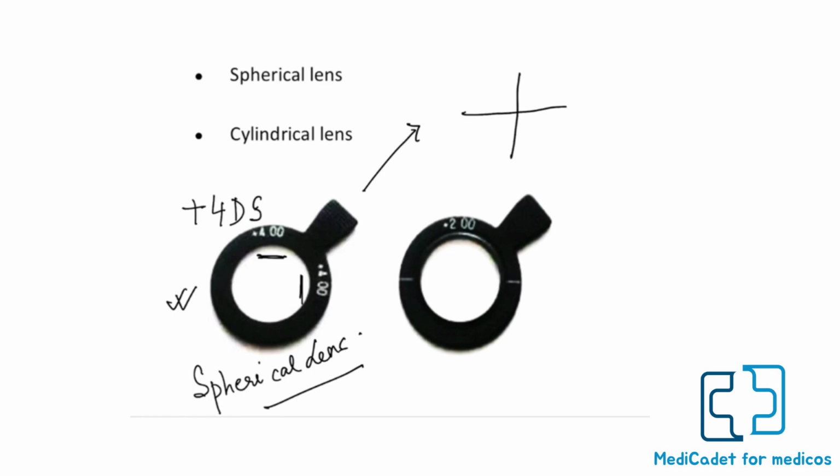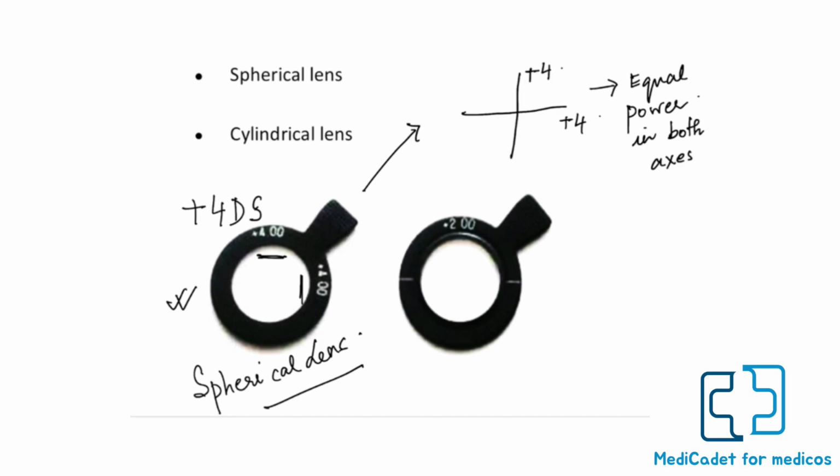So if this is a +4 diopter spherical lens, how do we represent a spherical lens? We will write S. S means spherical. So a +4 diopter sphere, or a +4 diopter spherical lens, means that this lens gives +4 power in the vertical axis and it gives the same +4 power in the horizontal axis also. Or I should say that in both the principal meridians, this lens will give the same power. So it gives equal power in both axes. That is a spherical lens.